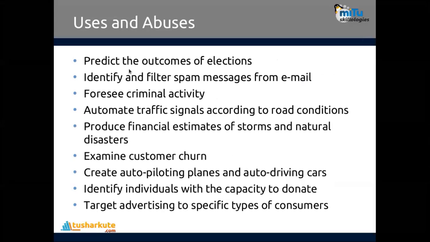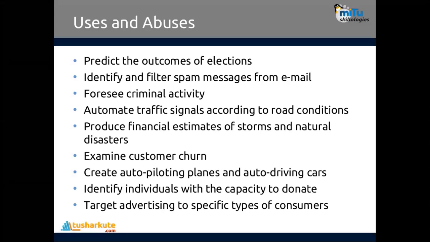Okay, a few more examples of machine learning. Like, can I predict the outcome of elections? Yes, prediction of the outcome of an election is possible. Or identification and filtering of a spam message from email. When an email comes to your mailbox, whether that email is spam or not spam, we can find that with the help of machine learning. Or you can foresee criminal activity: what the crime is, when it will happen, or who will do it. So serial killing can be identified by this.